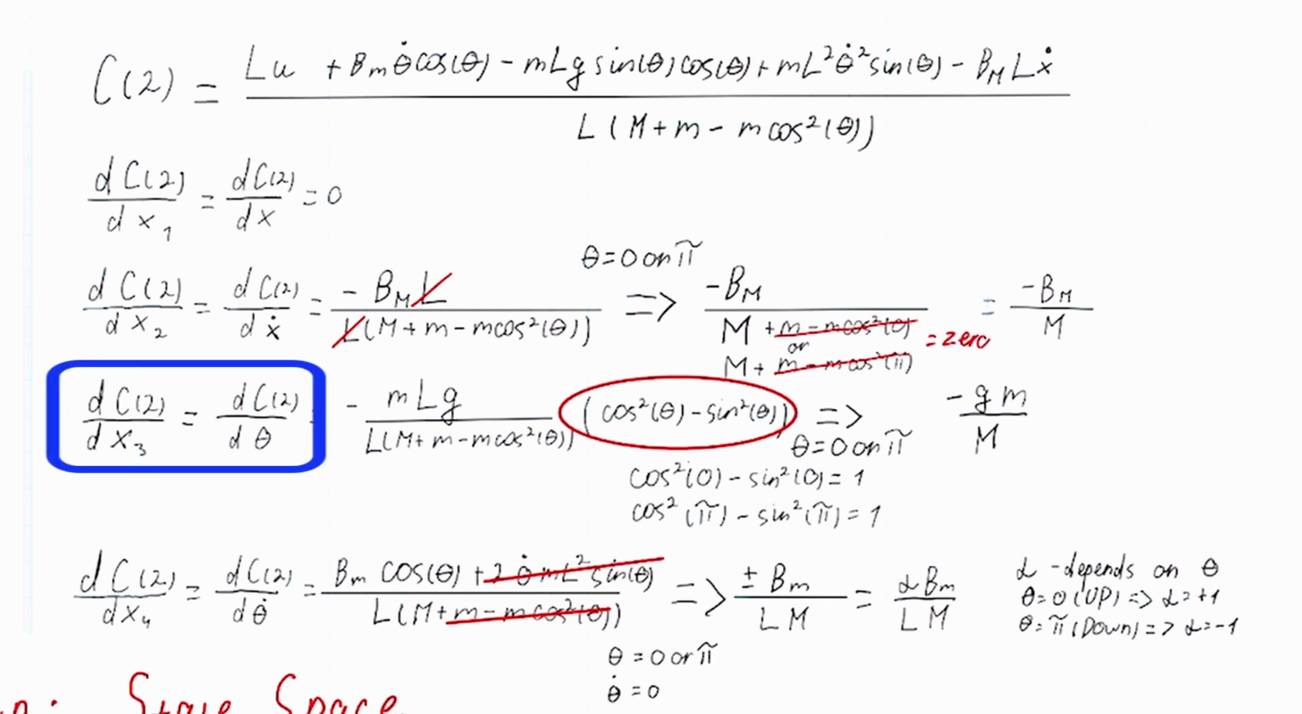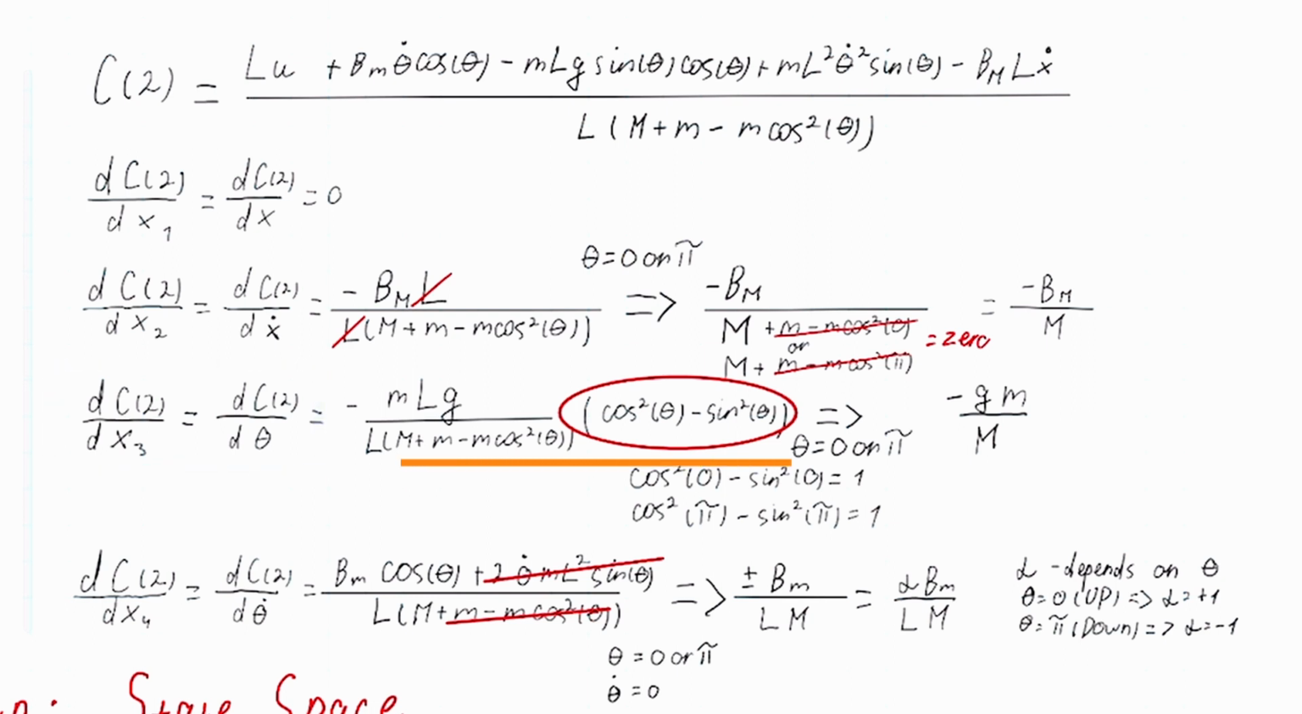The derivative with respect to state 3, which is angle theta, is equal to -mlg times (cosine theta squared minus sine theta squared) all over L times (m plus M minus m times cosine theta squared). When we make theta equal to 0 or pi, cosine theta squared minus sine theta squared is equal to 1. This simplifies our equation to -gm over M.